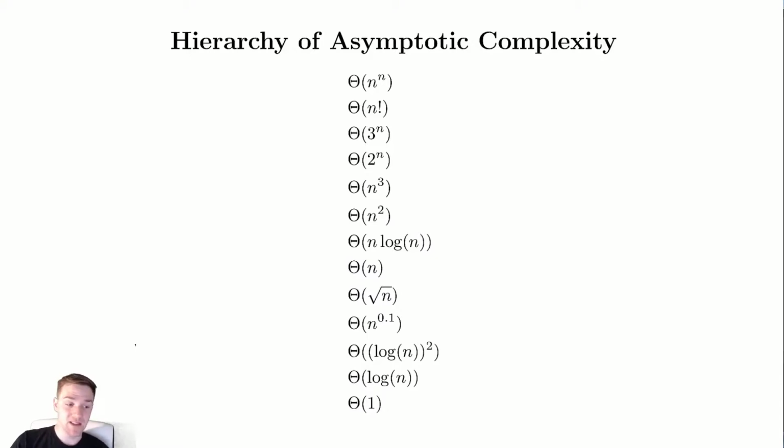The absolute best runtime we can have, or best asymptotic complexity, is going to be theta of 1. This is used to describe the idea of a constant runtime. We're bounded above and below by some numbers. That's very convenient. That's the best we can hope for.